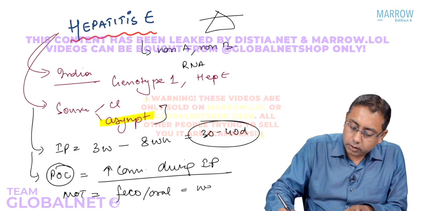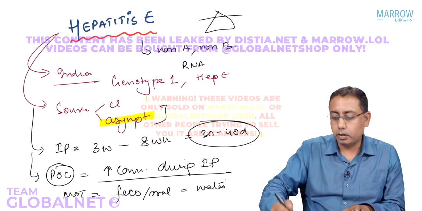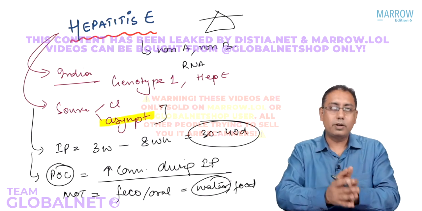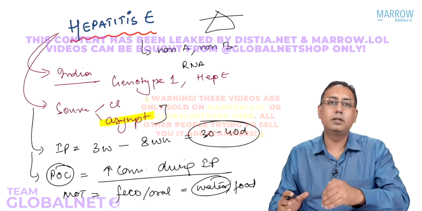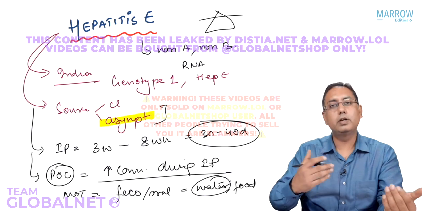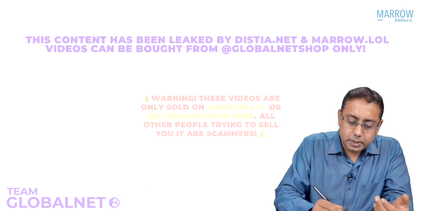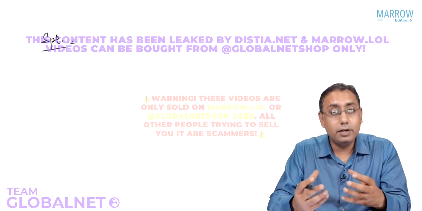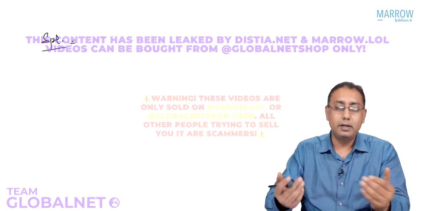It is waterborne, more predominantly waterborne. It can be foodborne as well. So if you talk about one out of water and food, it is more seen with waterborne infection compared to foodborne infection. The special feature which you need to remember for hepatitis E is the severity of hepatitis E, which will happen in pregnancy.